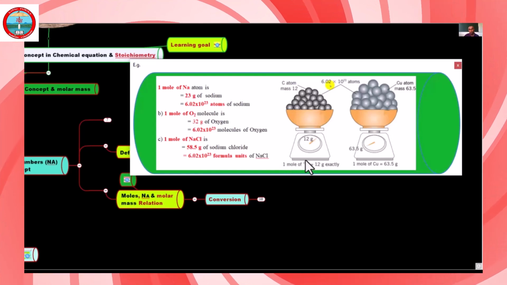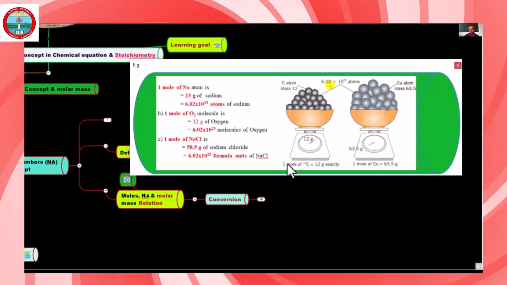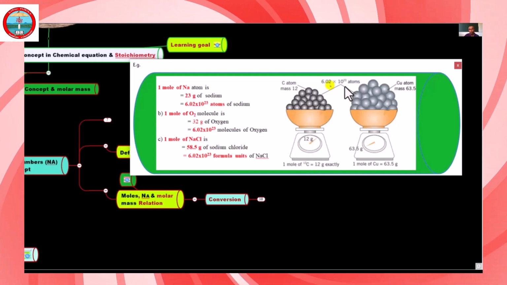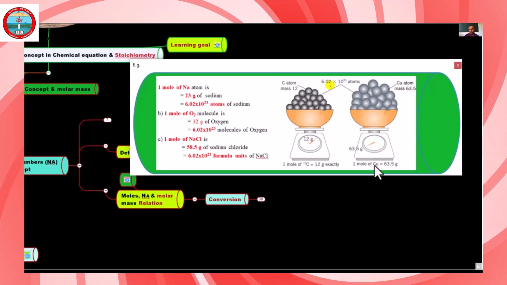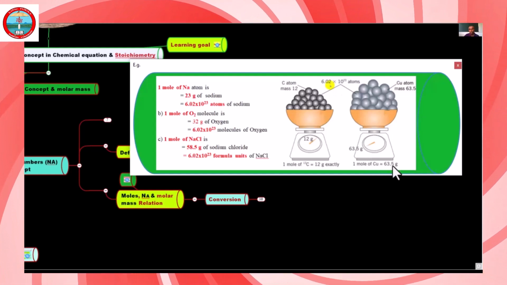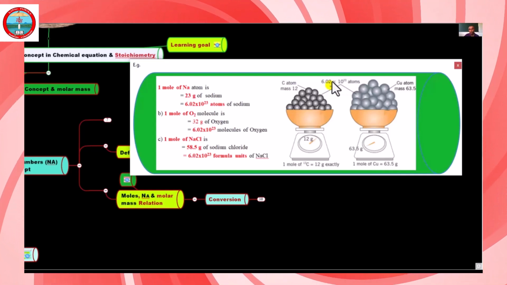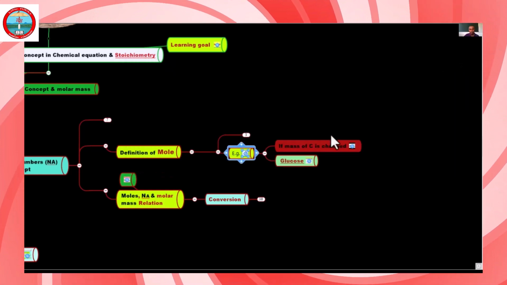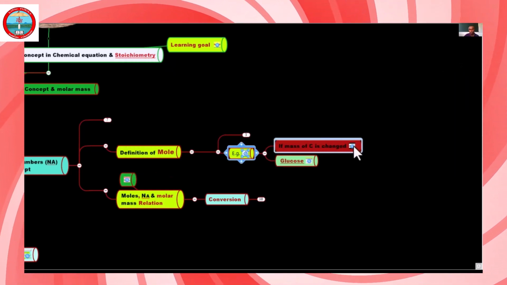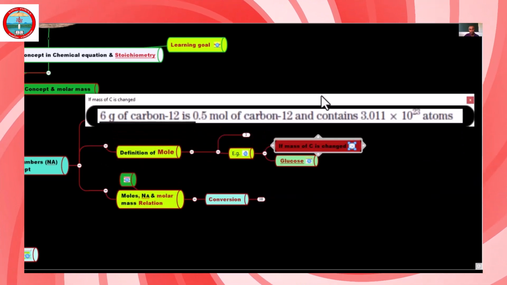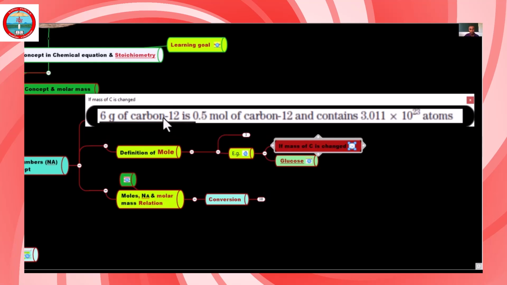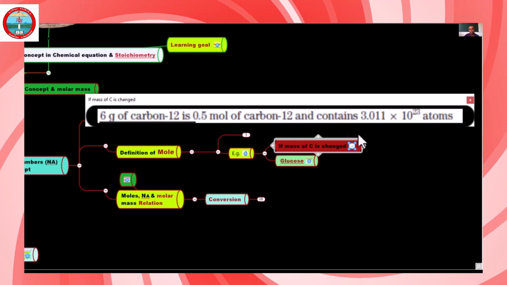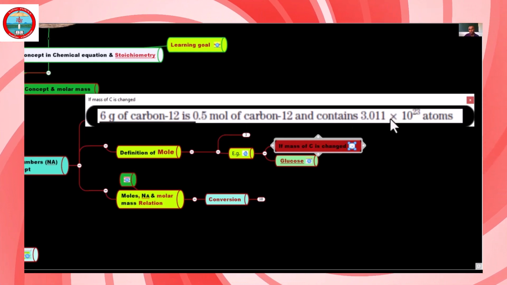And again, in terms of carbon and copper, 1 mole of carbon is equal to 12 grams. This is equivalent to the Avogadro number of carbon atoms, and 1 mole of copper is equal to its atomic mass. And this is again equivalent to the Avogadro number of atoms of copper. What will happen if the mass of the atom is changed? For example, if the mass of the carbon is changed from 12 to 6 grams, its mole becomes halved, and similarly the Avogadro number becomes halved.